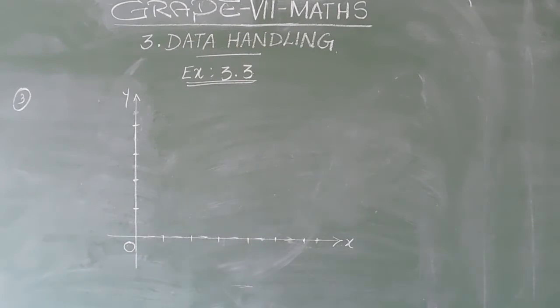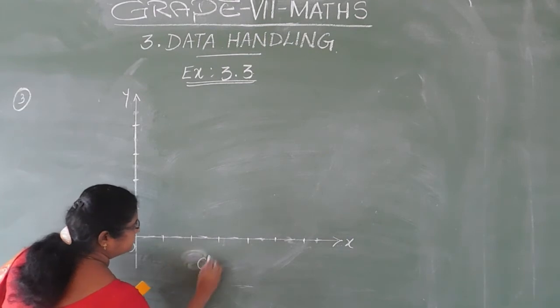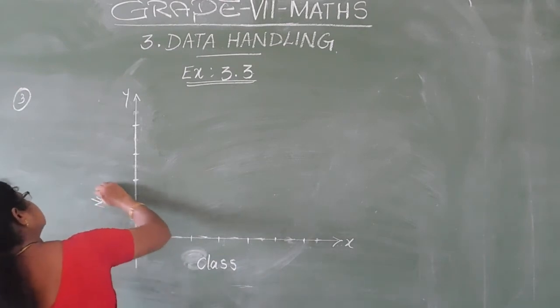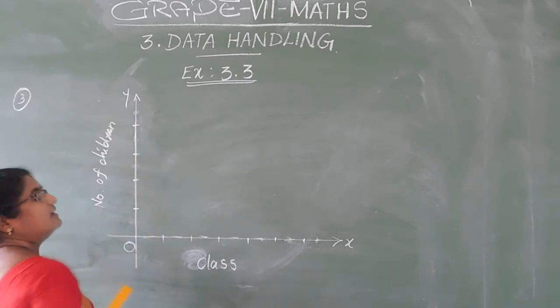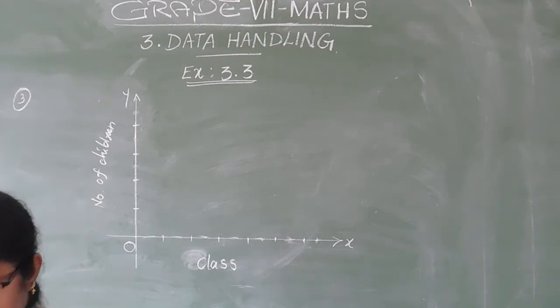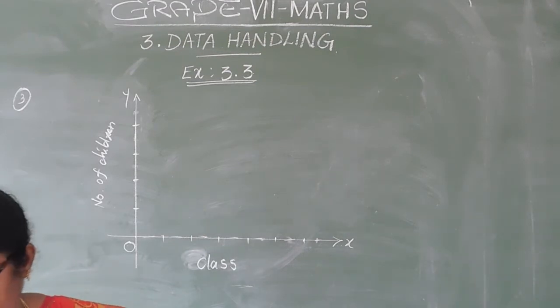In this, we represent class on the x-axis, then number of children on the y-axis. After that, the number of children is given: 135, 120, 95, 100, 90, 80. Out of these numbers, we have to select the scale, for each unit equal to how much we are taking. The minimum is 90, the maximum 135. So we can take 10 units.